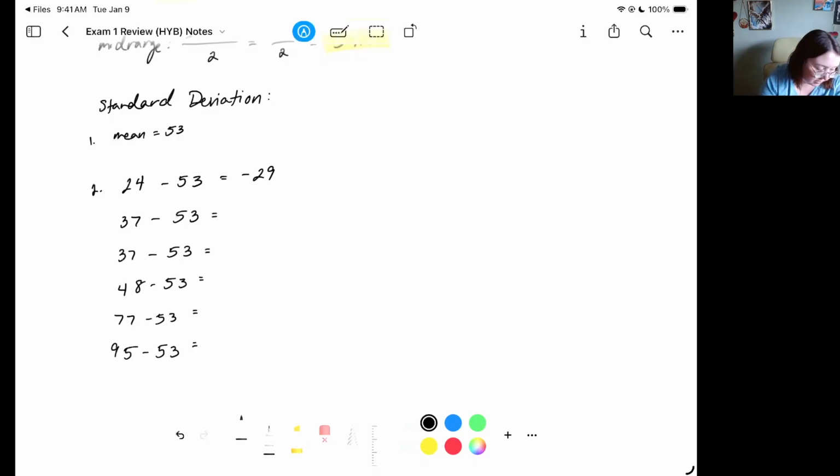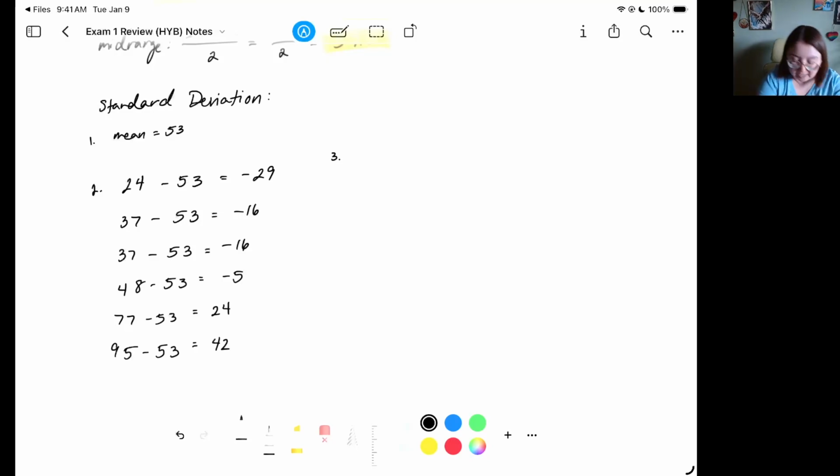Then we have 37 minus 53 is negative 16. That'll be twice since we have 37 twice. 48 minus 53 is negative 5. 77 minus 53 is 24. And 95 minus 53 is 42.